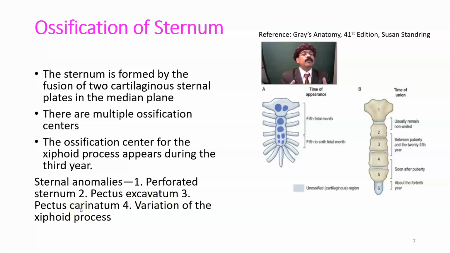Pectus carinatum, pigeon chest: sternum is pushed forward. Okay, that may also happen after puberty. Usually these are not congenital. That happens after birth. Variation of xiphoid process: it may be bifid, it may be pointed, it may have some ring appearance. So xiphoid process is very much variable, maybe inverted, maybe everted. So it is variable.